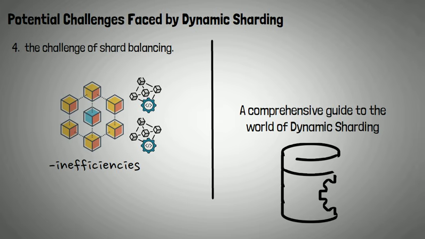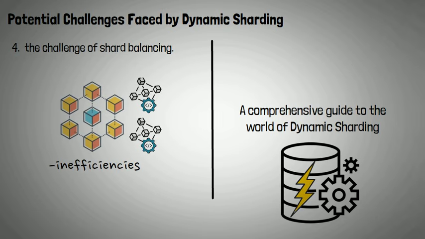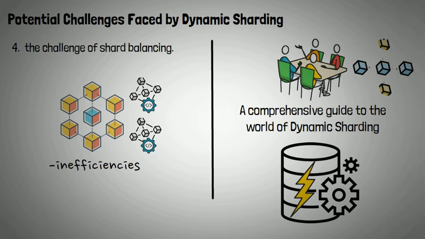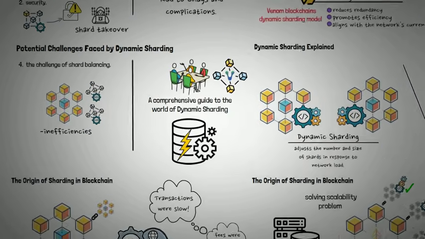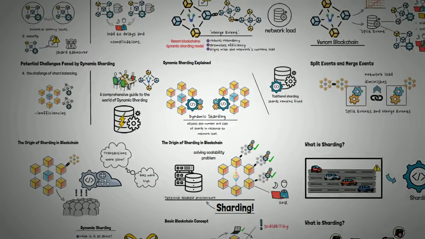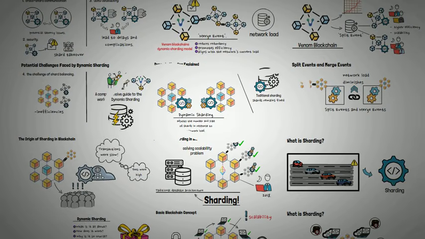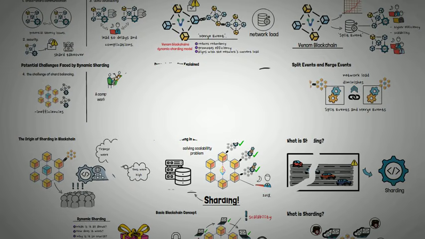There you have it, a comprehensive guide to the world of dynamic sharding. This captivating concept holds the potential to drastically enhance blockchain scalability and efficiency. While the challenges faced by dynamic sharding solutions are real, it's important to note that they are actively being addressed by the blockchain community. The Venom blockchain, for example, is employing advanced techniques and mechanisms to mitigate these issues. The constant evolution and progress in this field show that we are on the right path toward building a more scalable and efficient blockchain network.